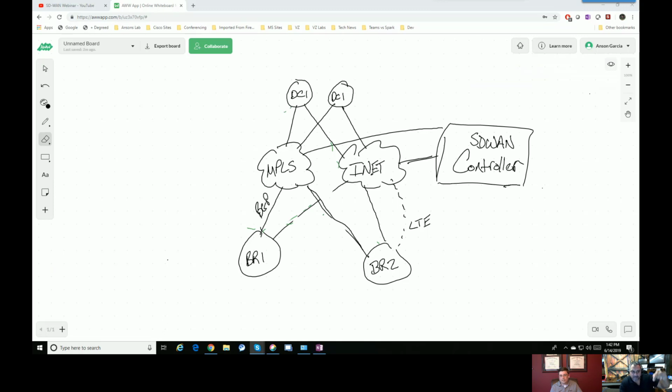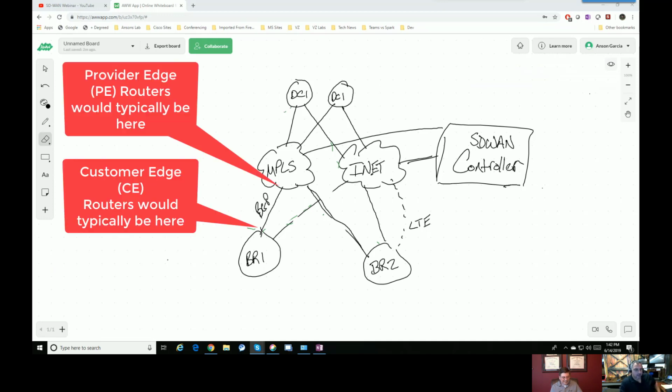Would that next hop be the CE? Its next hop would be the PE. The PE. Okay. Yeah.